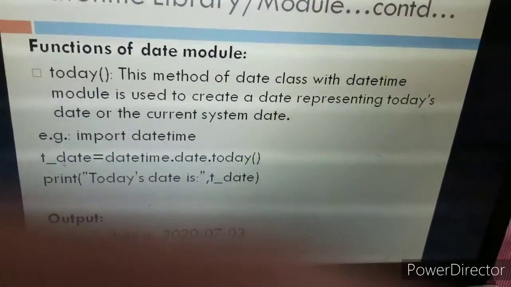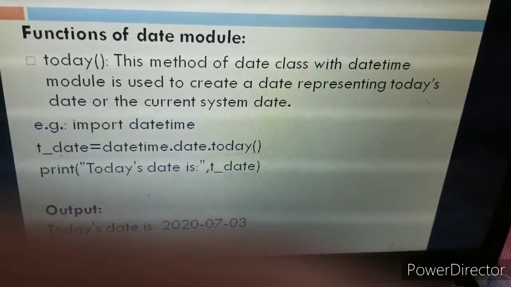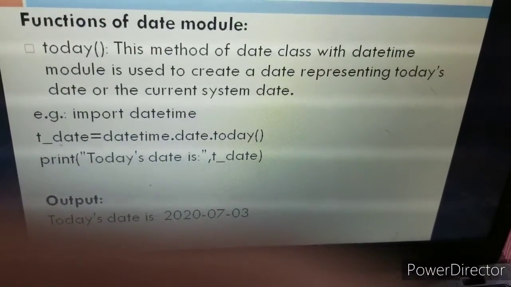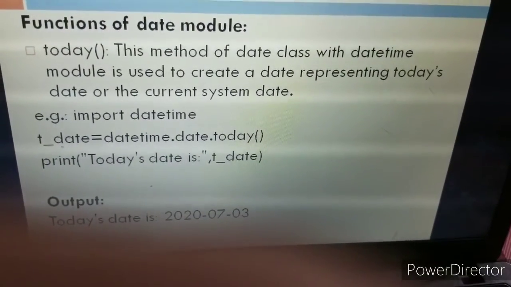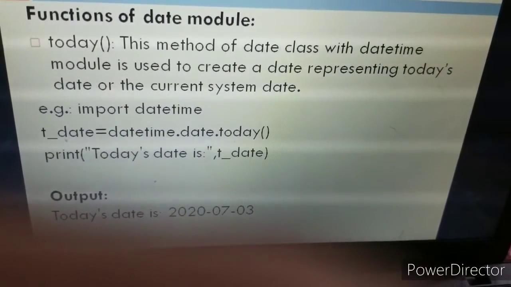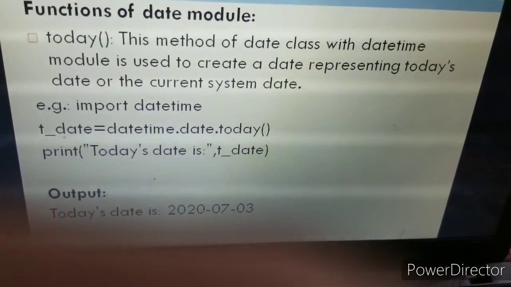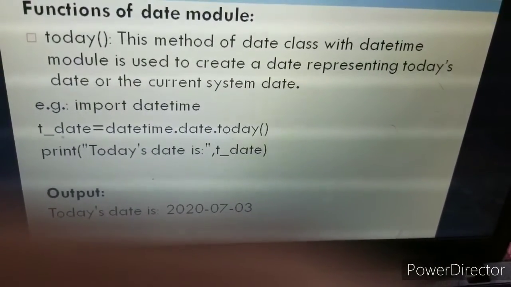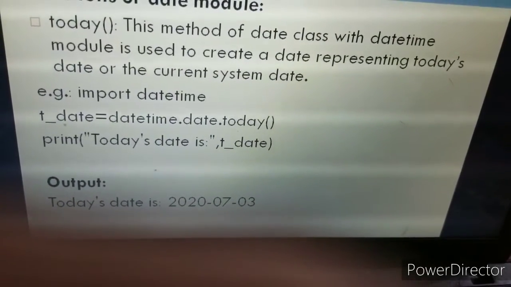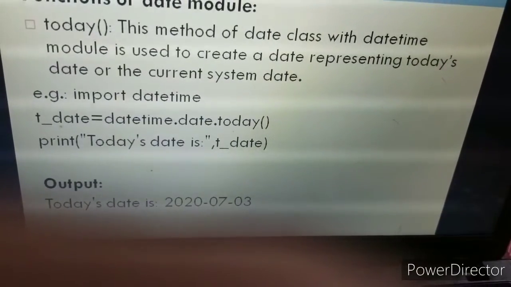Let's continue with the date module. The various functions in the date module include the very first commonly used function, today. Today itself means aaj ka din. So this function shows the current system date, means today's date, the present date. And we can use this function by importing the datetime module. In the example, we show today's date in the variable in which we have stored the value of the today function. So we have today's date as 2020, means year 2020, 7th month, and 3rd is the date.